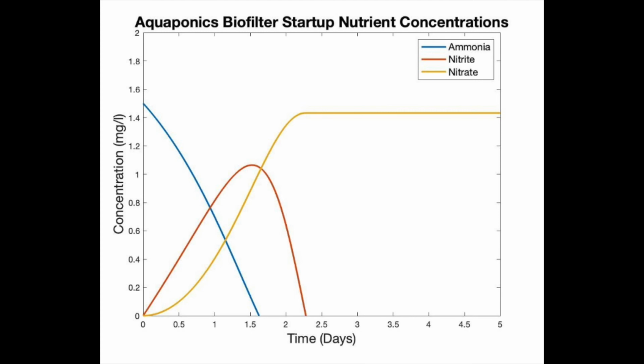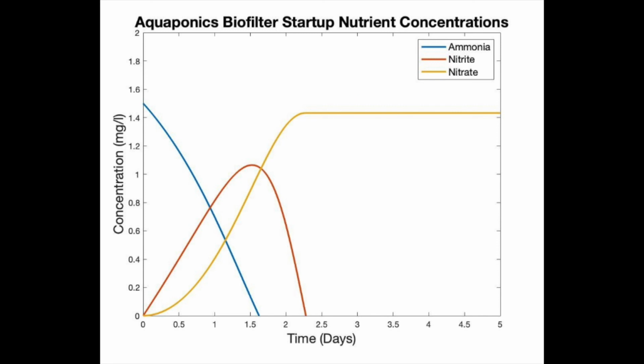On the first graph, we see the aquaponics biofilter startup nutrient concentrations of ammonia, nitrite, and nitrate. The ammonia concentration starts at 1.5 milligrams per liter, since this is the nutrient initially added to the system, which would either be in the form of fish food or fish waste in an aquaponics system. As soon as ammonia is added, though, the Nitrosomonas oxidize it to produce nitrite. This is seen as the orange curve that begins increasing starting at time equals 0.